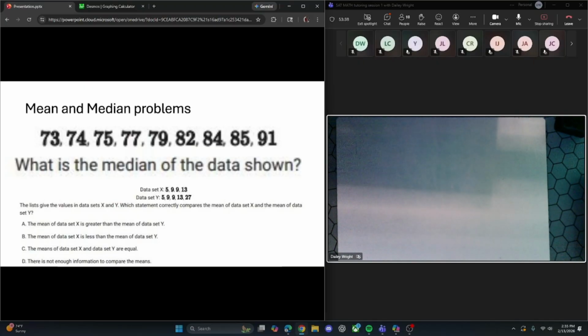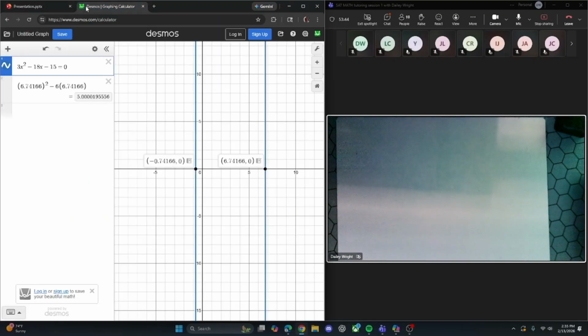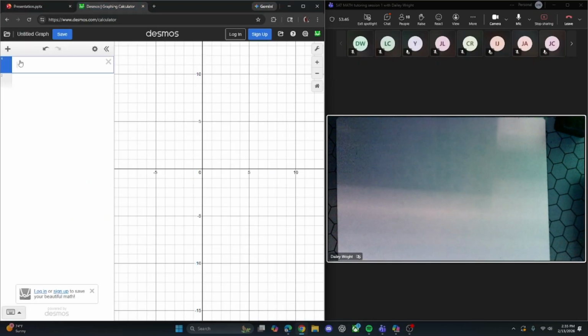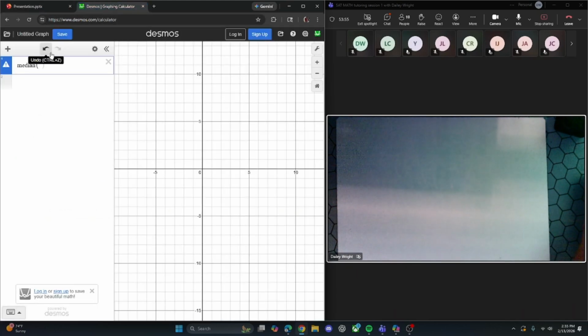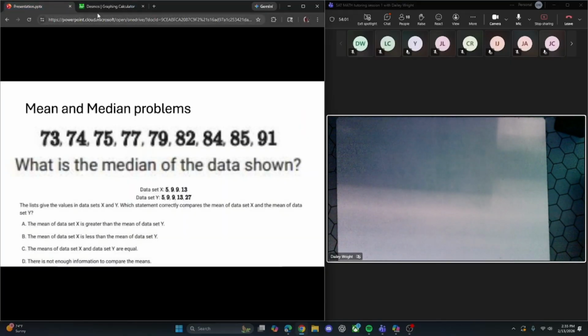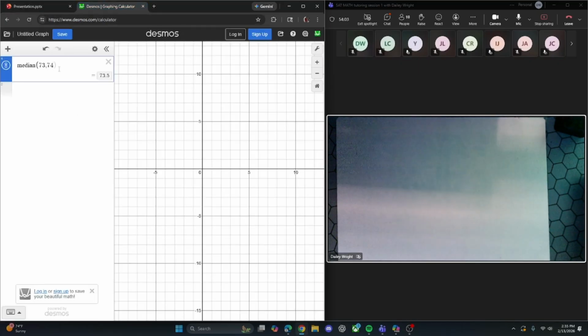So what is the median of the data set shown? What you would do here is literally go to Desmos, type in median, parentheses, and then type in the numbers to the equation. 73, 74, you would be able to see the equation and Desmos at the same time. So you could do this faster on test day.